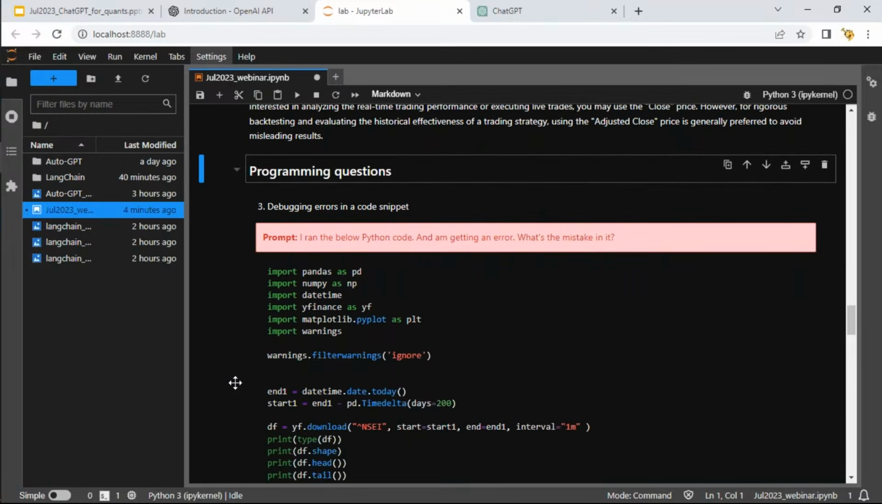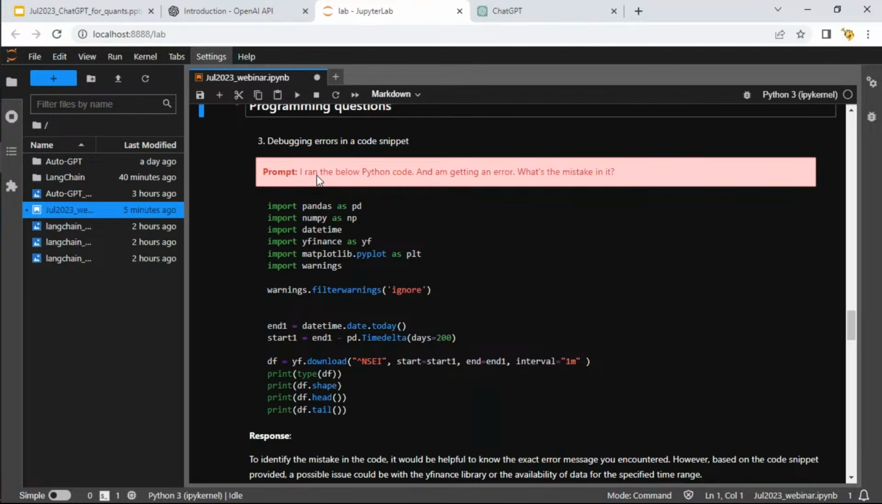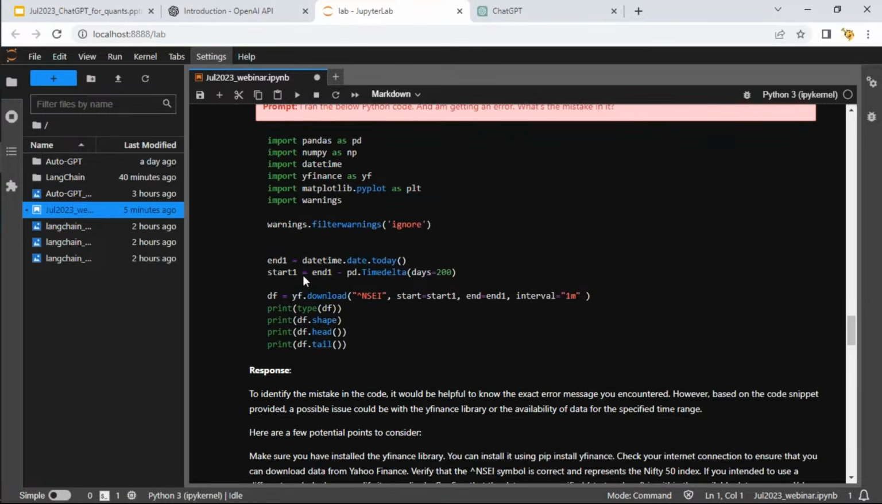Okay, so suppose I want programming based help, right? I want to debug certain errors that I've encountered. So my prompt was, I ran the below Python code and I'm getting an error. What is the mistake, right? So then I just copy paste a snapshot of the Python code. There's a bunch of inputs. There's a date that's being set saying it's today. This is the end date, and the start date is 200 days before the end date.